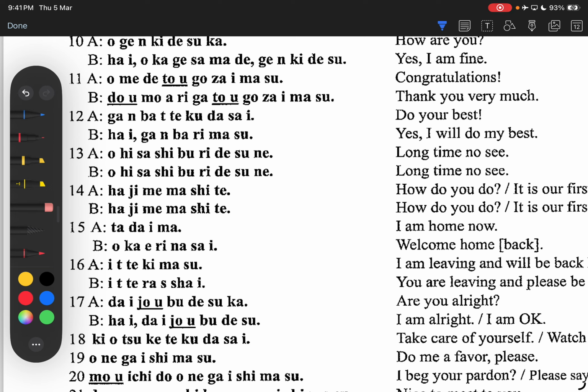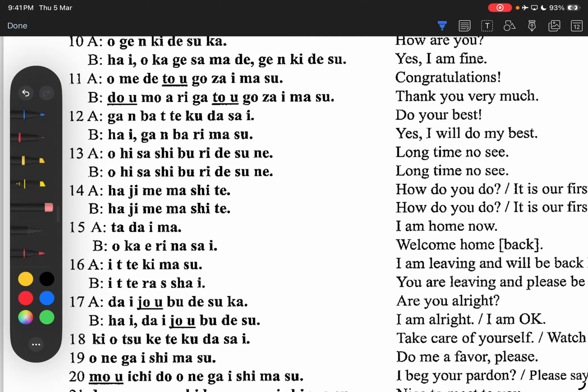Okay, number 16, ittekimasu. Ittekimasu. I am going. You can say this when you're going away for a long journey. You can say this when you're leaving home for the whole day. You can say this when you are going to die also lah. Ittekimasu. It's like I go first. Then you will reply, itterashai. Itterashai.